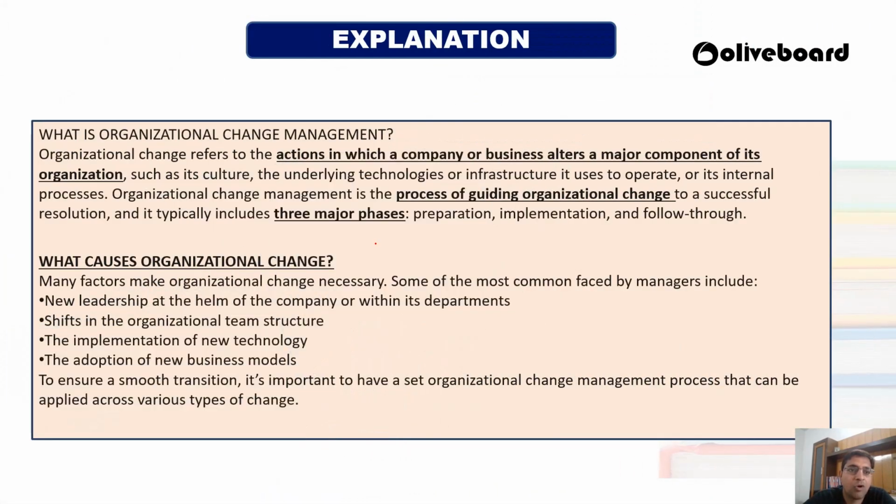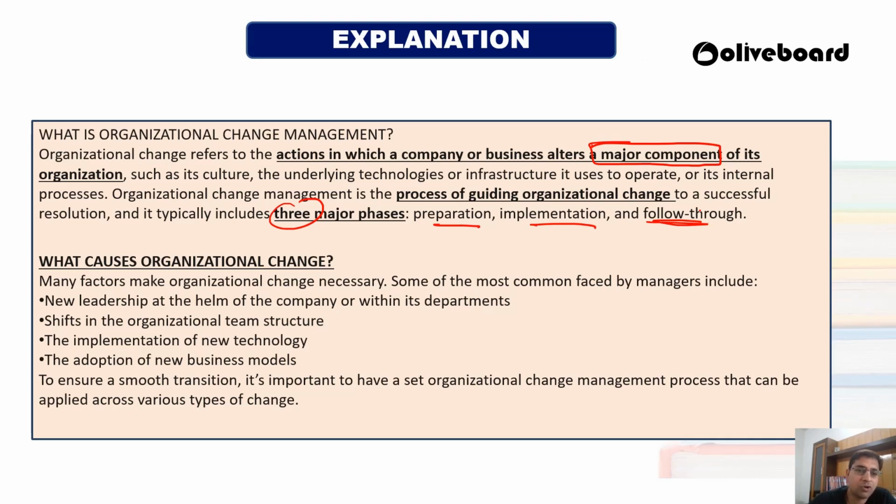Okay. Now, organizational change management: here companies wanted to change or they can alter their business or any kind of component, whatever they wanted to alter, whatever they wanted to change. Okay. So there are three major phases: preparation, then implementation, and follow through. Right? First of all, you prepare what kind of changes have to be done. Then you do those changes, and once the changes are done, then you start following those changes.